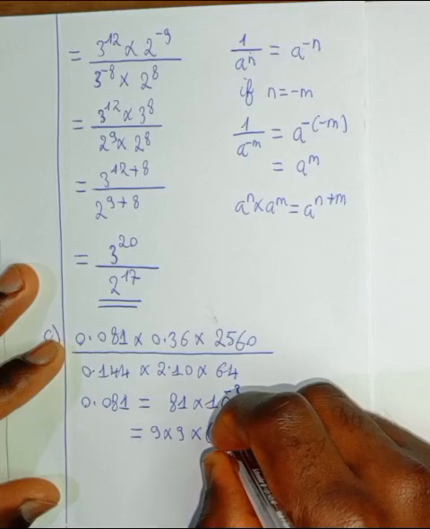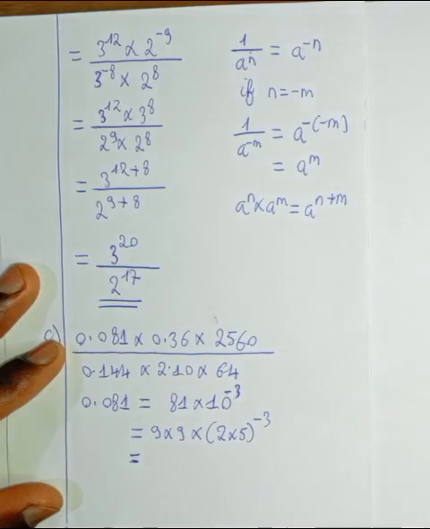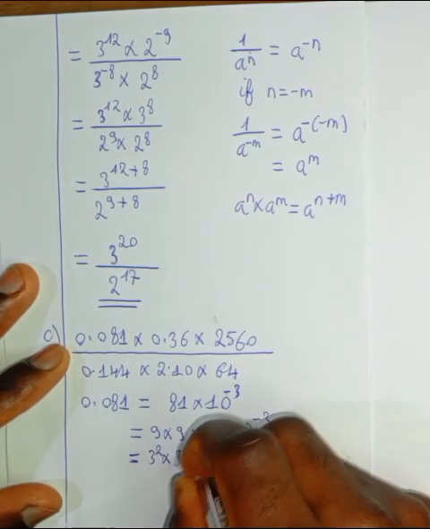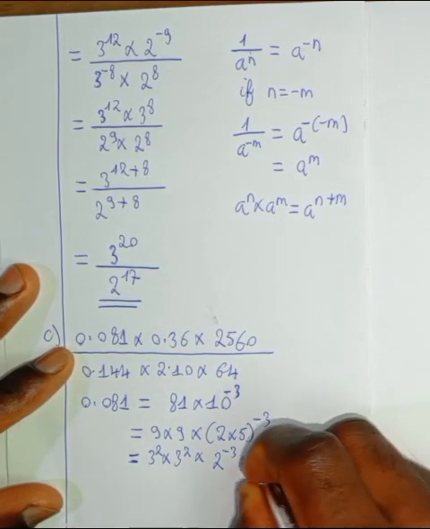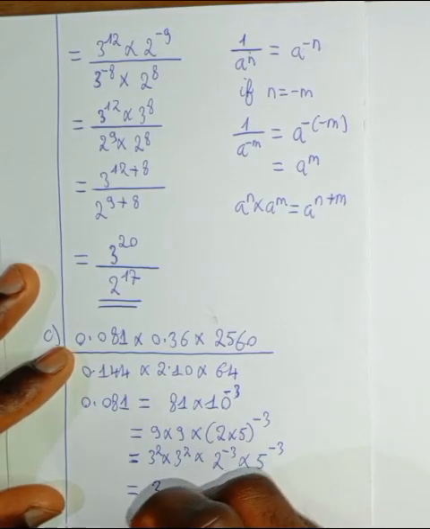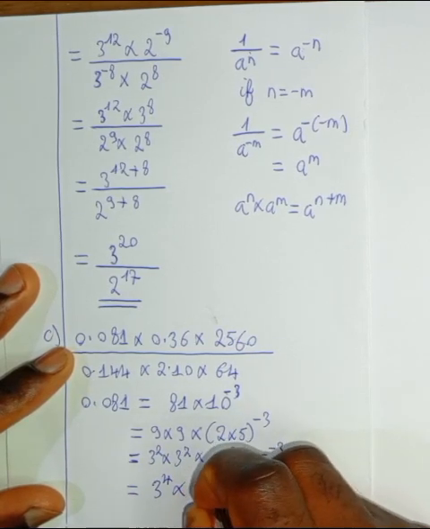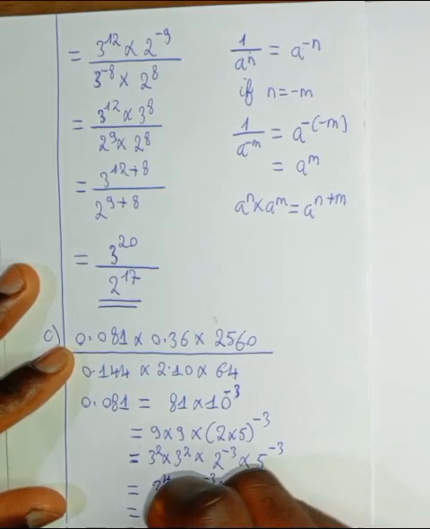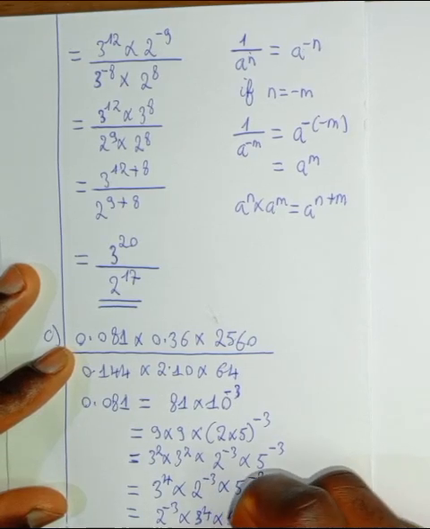10 will simply be the same as 2 times 5. Raise all this to the power negative 3. This will be equal to, we know 9 in index form is simply 3 squared times 3 squared times. Here we are going to expand 2 raised to the power negative 3 times 5 raised to the power negative 3. This will give us 3 raised to the power, we are going to add the powers 2 plus 2, 4 times 2 raised to the power negative 3 times 5 raised to the power negative 3. This will be equal to 2 raised to the power negative 3 times 3 raised to the power 4 times 5 raised to the power negative 3.